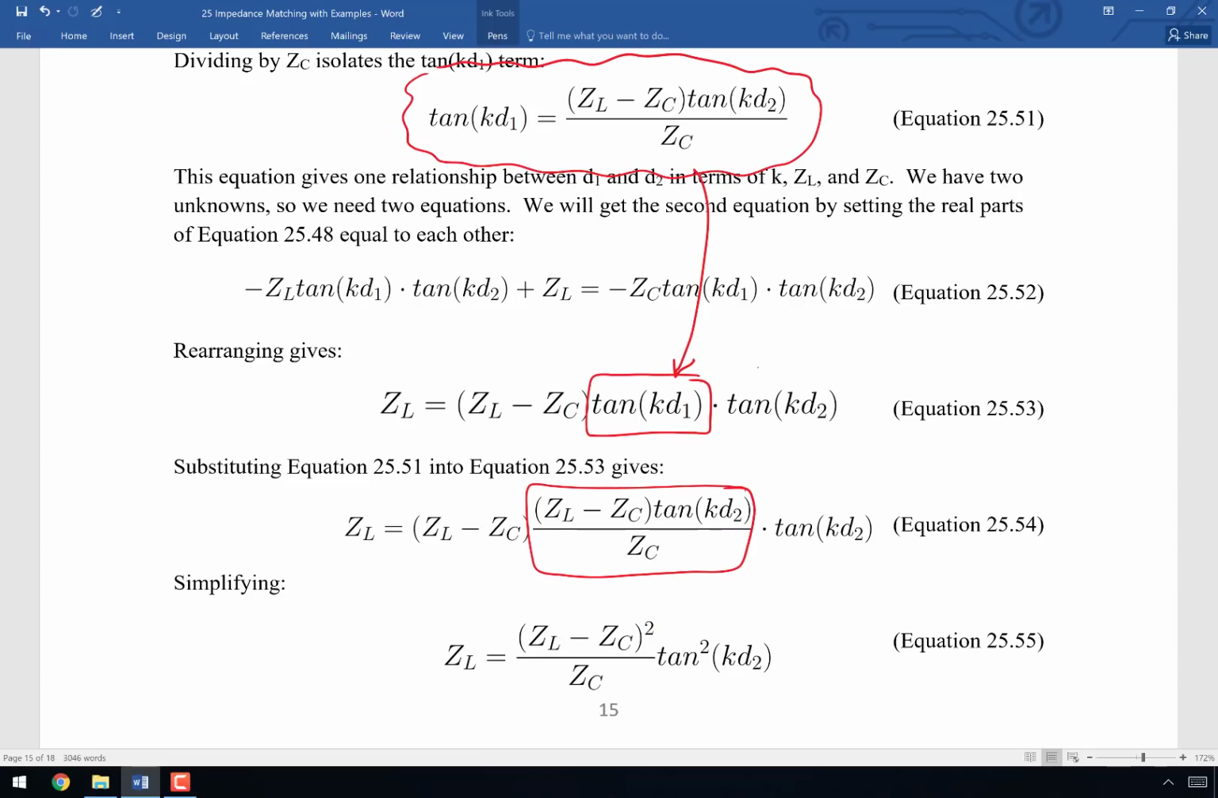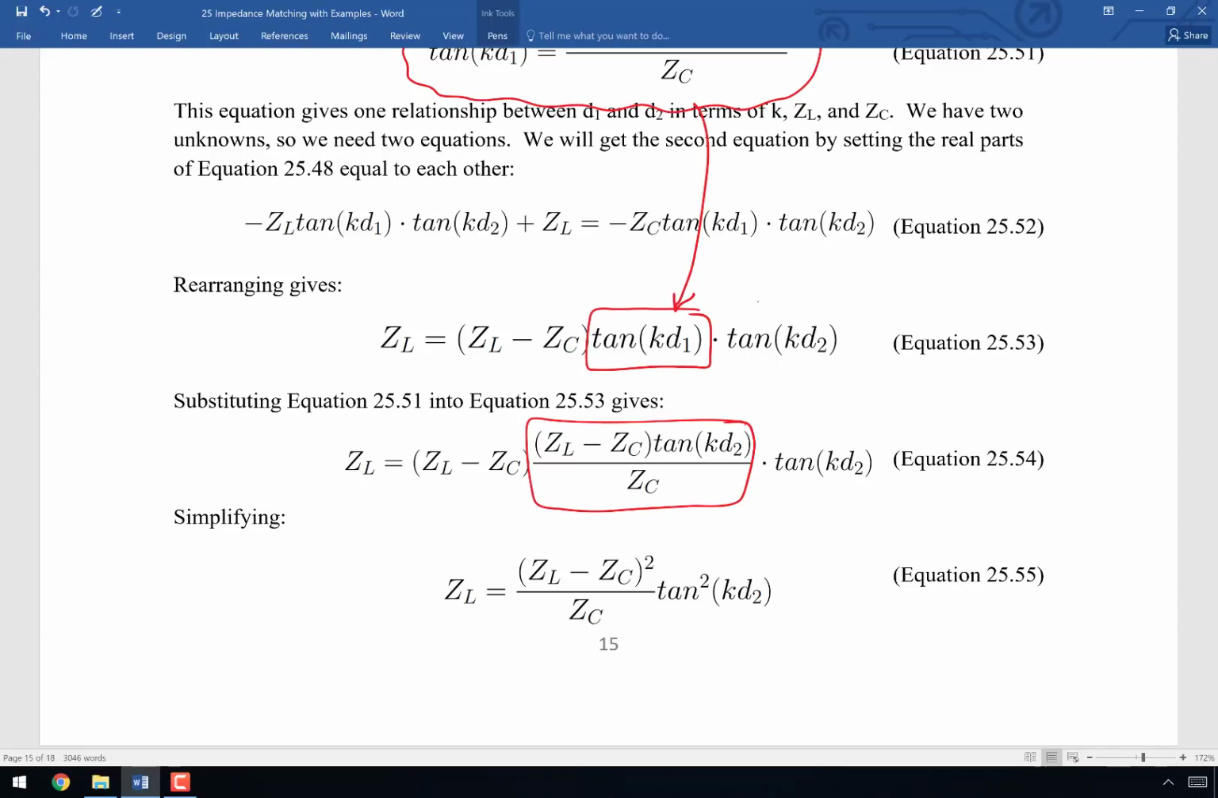I can simplify because now I have a pair of tangents of the same thing, so that becomes the tangent squared. And then this z sub l minus z sub c and this z sub l minus z sub c becomes z sub l minus z sub c, the quantity squared. Don't forget this z sub c here comes down to there.